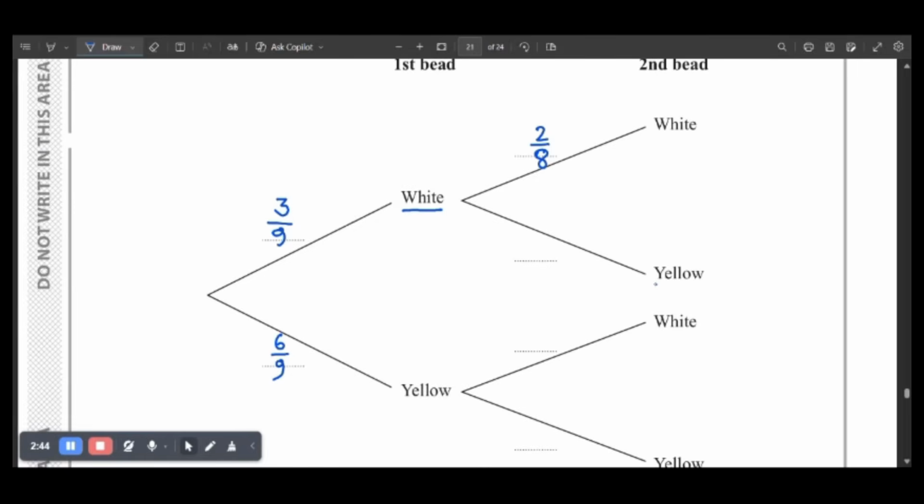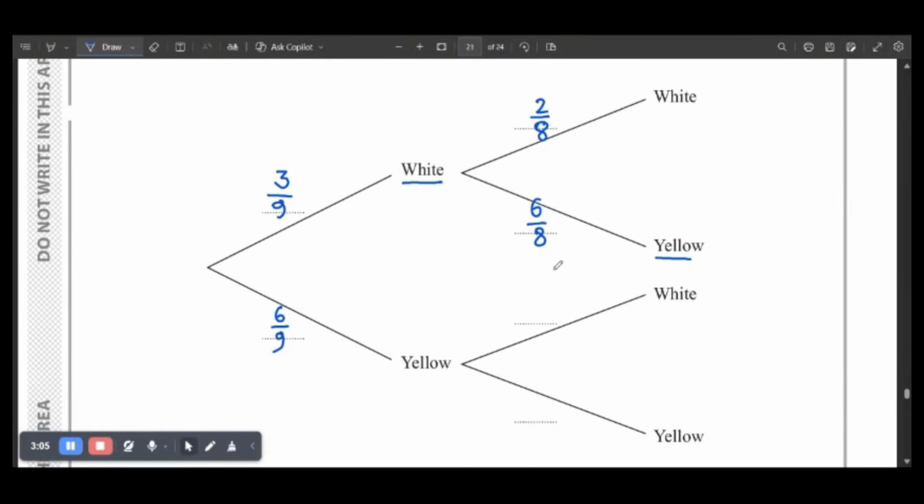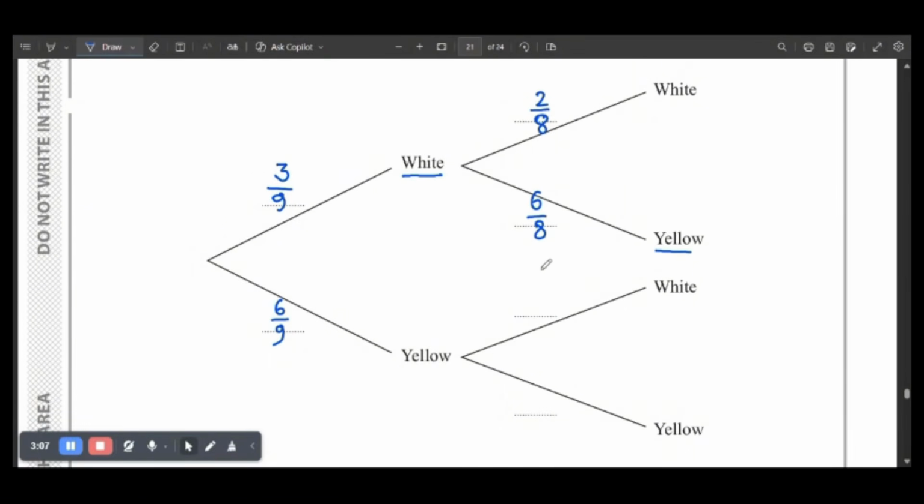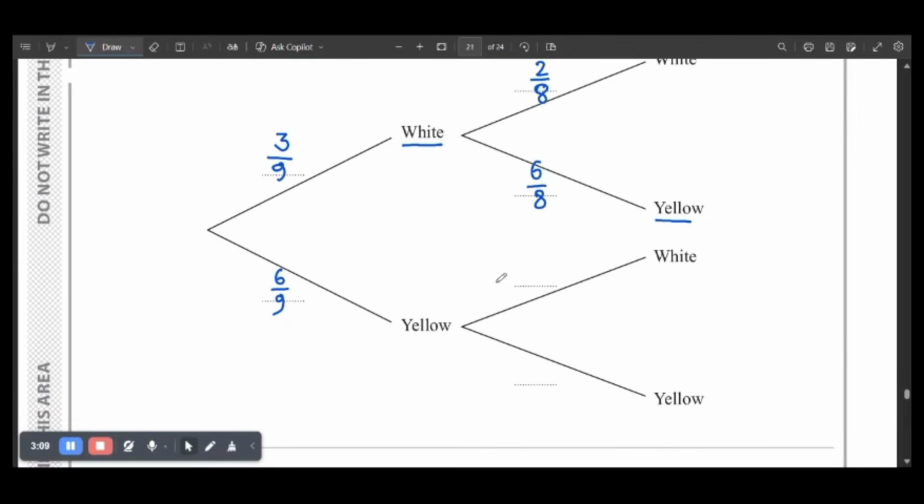For the probability of choosing a yellow bead as the second bead, we know the total number is now 8. As a white bead was chosen as the first bead, the number of yellow beads will not change and they will remain 6 in number. So the probability of choosing yellow as the second is 6 by 8, 6 being the number of yellow beads and 8 being the total number of beads.